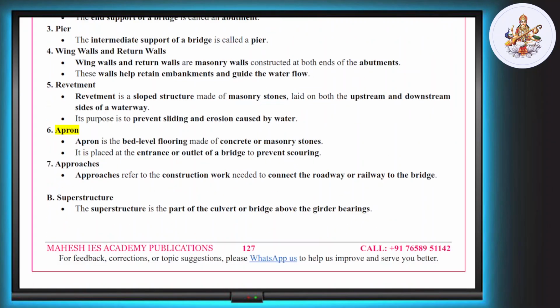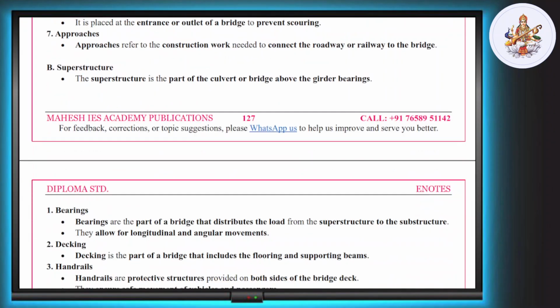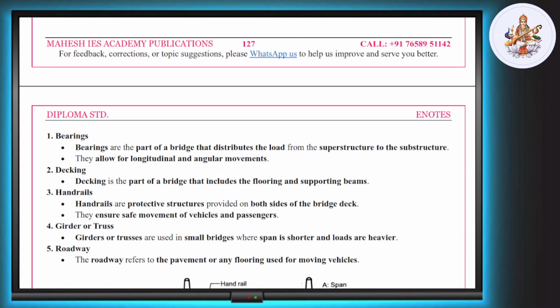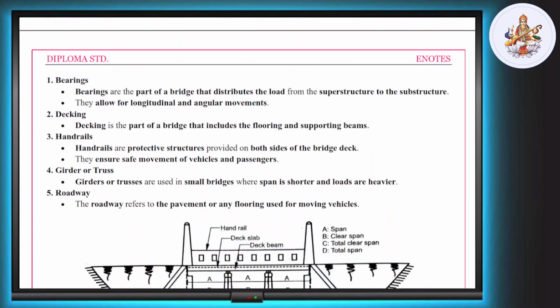B. Superstructure. This is the part of the bridge above the bearings. Basically, the portion you walk or drive on. Main components are 1. Bearings. These are mechanical components placed between the substructure and superstructure. They allow movement due to temperature, load, and transfer the load safely.